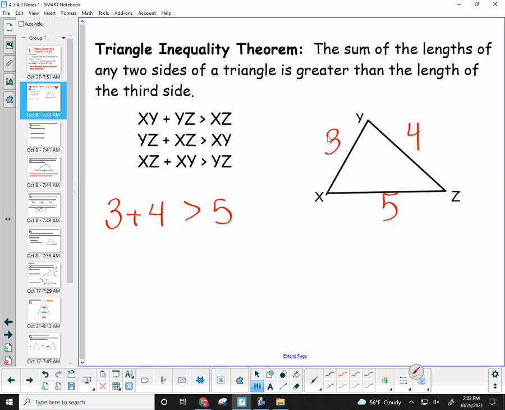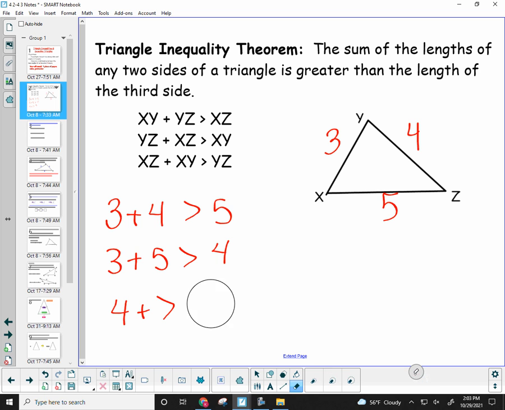So let's rearrange it. 3 plus 5 has to be greater than 4. Rearrange it again. 4 plus 5 has to be greater than 3. Are all of these statements true? Yep. 7 is greater than 5. 8 is greater than 4. 9 is greater than 3. If all three of those statements are true, then yes, this would truly form a triangle.